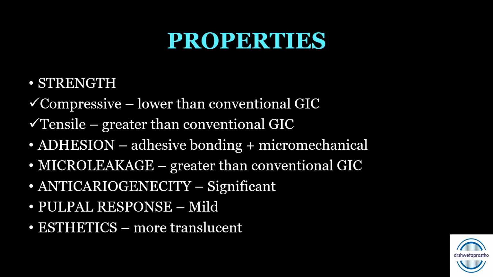Coming to the properties of the resin modified glass ionomers, first is the strength. The compressive strength is lower as compared to the conventional GIC, while the tensile strength is more as compared to the conventional GIC. Next is the adhesion. The bonding mechanism to the tooth structure is similar to the conventional GIC, while the micromechanical retention also plays an important role, just like composite resins. Then microleakage. Microleakage is greater with the resin modified glass ionomers. Why? Because of the polymerization shrinkage of the resin portion.